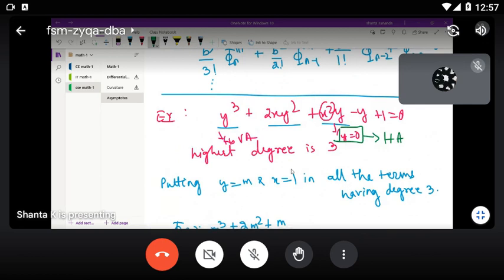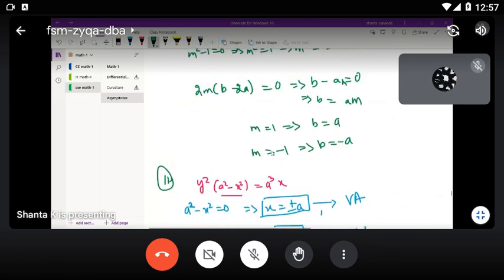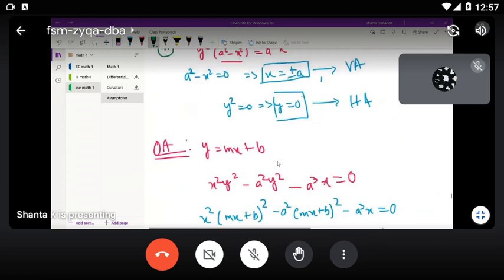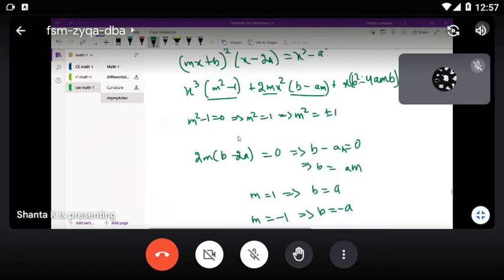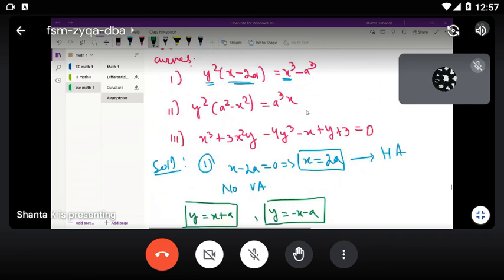Yes, ma'am. The problems are all still there. The second one, you have to find the oblique asymptotes. Try with this method whether you are getting them or not. And the third one also. For the third one, try with the normal method or this method, both.